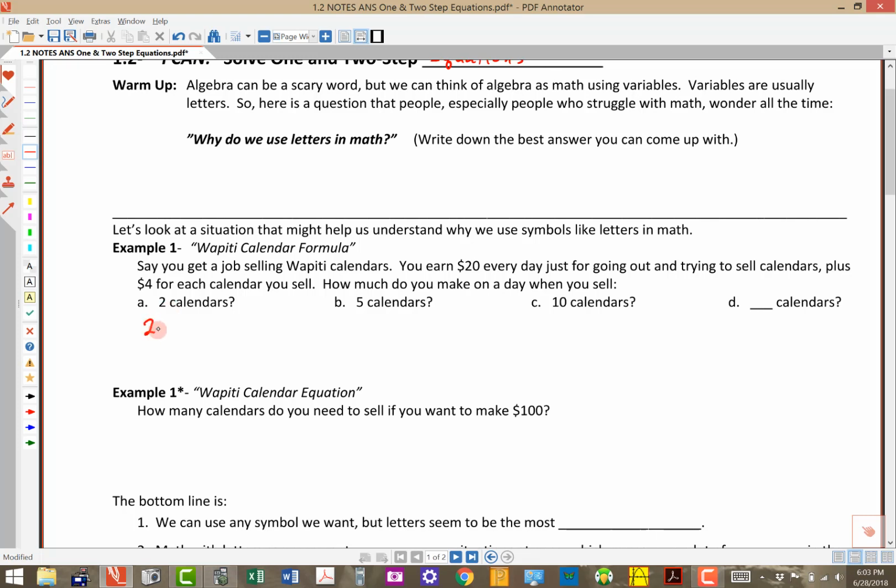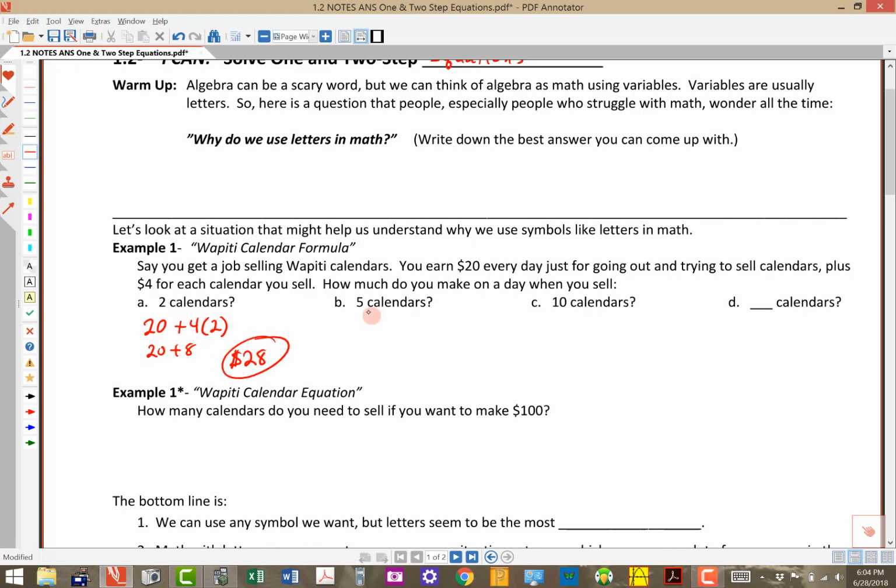So 2 calendars. Well, let's think about this for just a second. If you go out and try and sell calendars, you're going to be paid $20. Then you're going to get $4. So we're going to add $4 for every calendar. Well, if you sell 2 calendars, that's going to be $8. So I'm going to do it like this. I'm going to do 4 times 2. So there's the $20 for going out, $4 for the 2 calendars that you sold. So that's going to be 20 plus 8. So we end up with $28 that day.